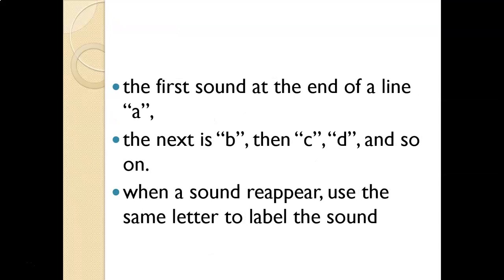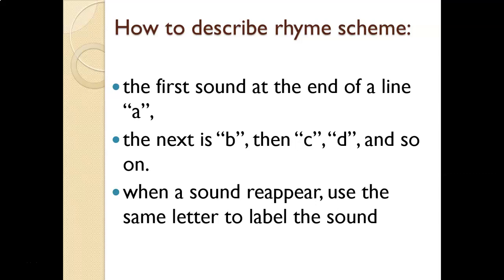Now, how would we give the rhyming scheme to a poem? The first line is given an A, the letter A. The next one is given B. If the next one is rhyming with the first one, then we don't give it a B, we give it again an A. In other words, similar syllables at the end of lines will take similar letters. So the first two, if they are rhyming, they both would be A. But if they are not rhyming, the first one would be A, and then the next one would be B. When a sound reappears, we give the same letter to it.